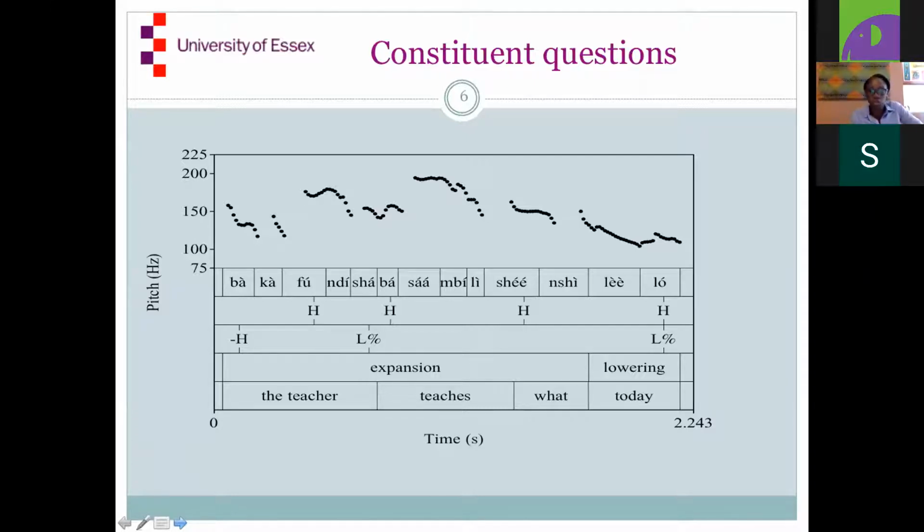By constituent questions, I mean those questions which are questioned with a particular question word. Here the question word is in the sentence that we saw before. It's ninchi, and the sentence translation is always given in the very last tier of the representation: the teacher teaches what today. It correlates with where the word boundaries are in the full form, which has the sentence in Bemba.